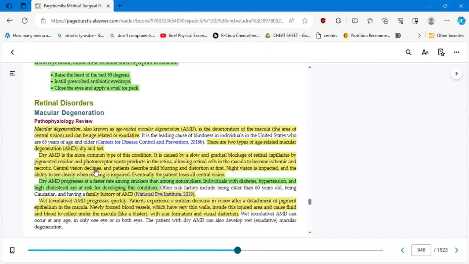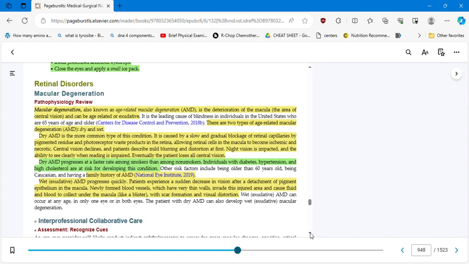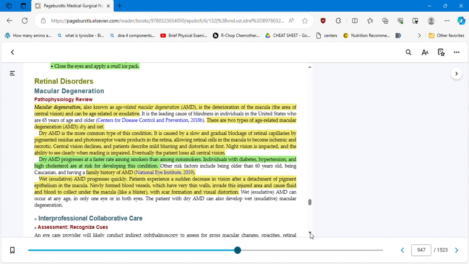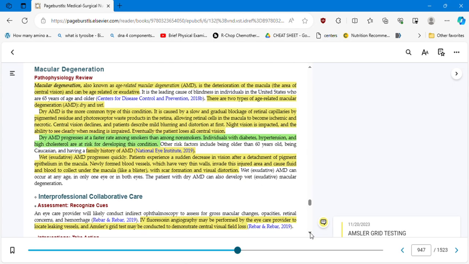Central vision declines, and patients describe mild burning and distortion at first. Those are very specific signs and symptoms, okay? Night vision is impacted, and the ability to see clearly when reading is impaired. Eventually, the patient loses all central vision. So glaucoma is peripheral vision loss. Here in retinal disorders, we have central vision loss.